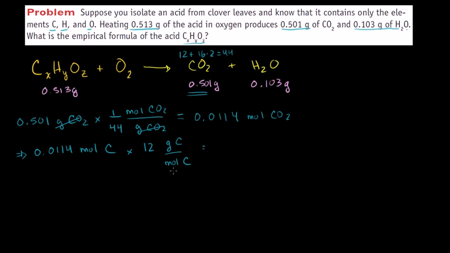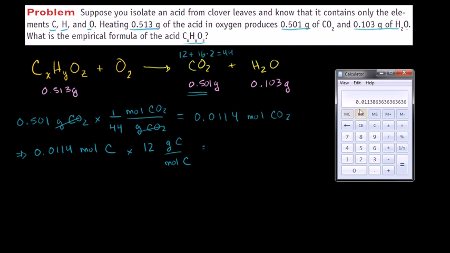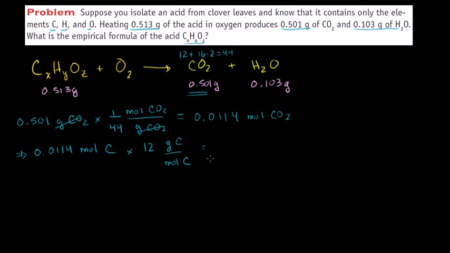So what does this equal? How many grams of carbon are we dealing with in this mystery substance? Get the calculator back. If we multiply, it's this exact same number, just multiplied by 12. So times 12 is 0.137. Let me write that down. So we have 0.137 grams of carbon in our original reactant. So of this 0.513 grams of this mystery acid, 0.137 grams are carbon. So that's what we got so far.